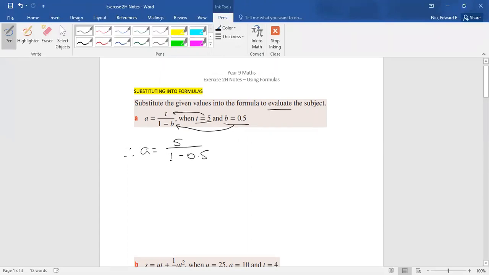And so what we have to do now is say, well, therefore, if we simplify the bottom, we know the top is 5, the bottom is actually going to be 0.5 because 1 take away 0.5 is 0.5. What we then do is in our calculator, we can input 5 divided by 0.5, and then we get our answer of 10. So therefore A equals 10.